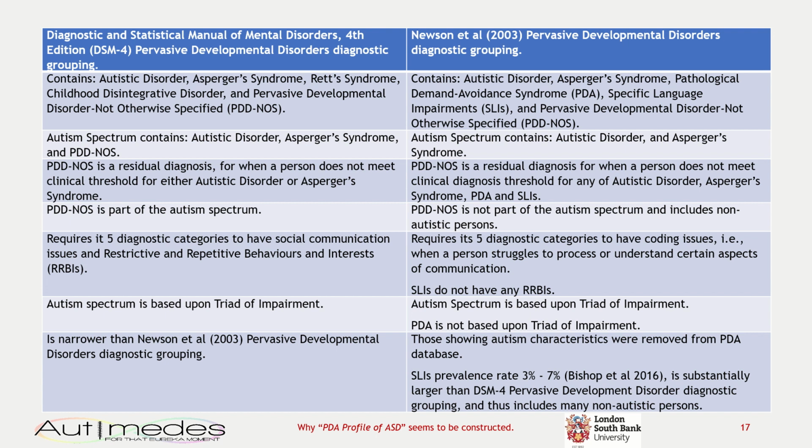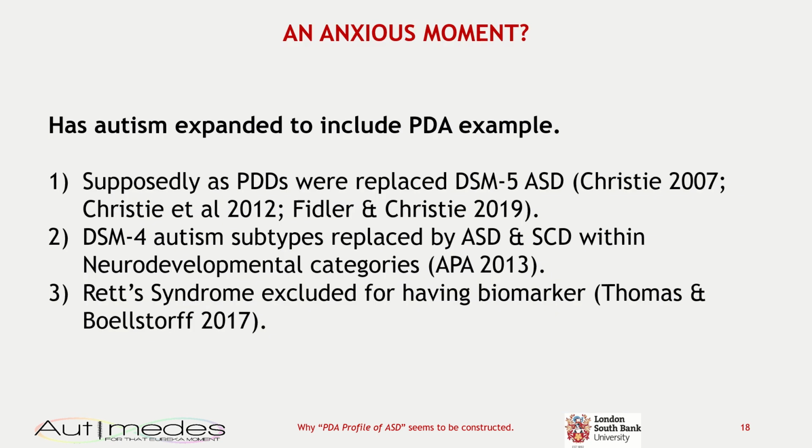So what this means is that Newson's pervasive developmental disorders is not the same as the DSM-IV one, which means that it's problematic, and I would say a logical fallacy, to assume that autism has expanded to include Newson's pervasive developmental disorders grouping. And frankly, I don't think it has. Because for one, specific language impairments are not part of autism discussions at all, largely anyway. Although, sorry, that's a different tangent. So I'm going to move on to this.